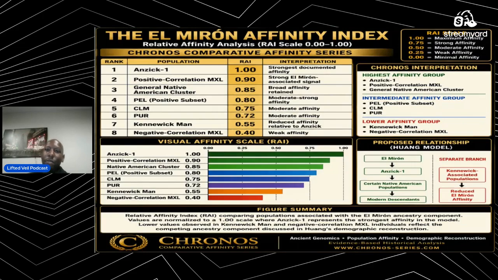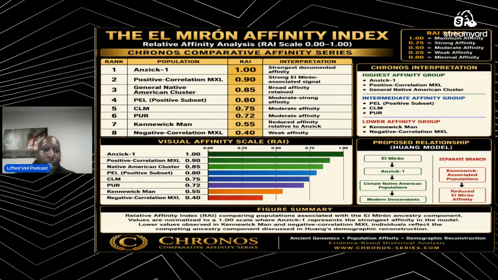All right, the Elmoran Affinity Index. Relative affinity analysis. Elmoran shared the most affinities with ANZIC 1. Positive correlation with the modern Mexican Los Angeles population. General Native American cluster. Shared positive subsets with the Peruvians, the Colombians, Puerto Ricans. Kennewick Man is number 7.